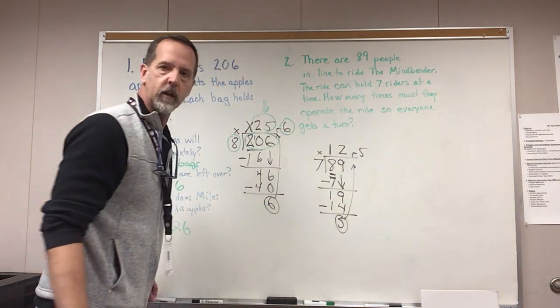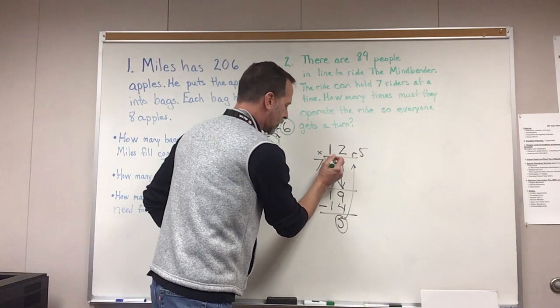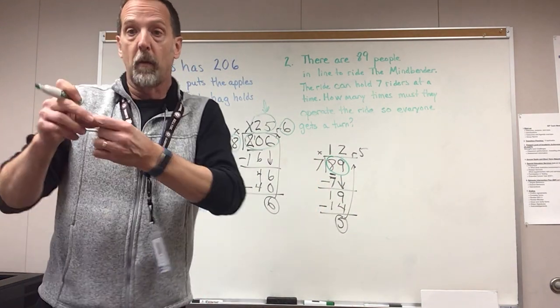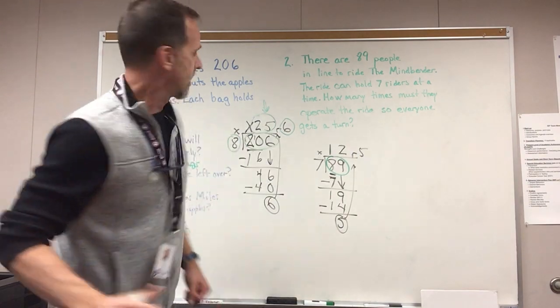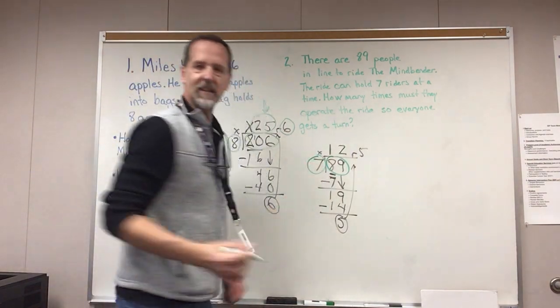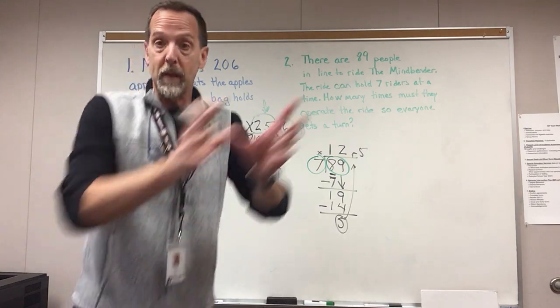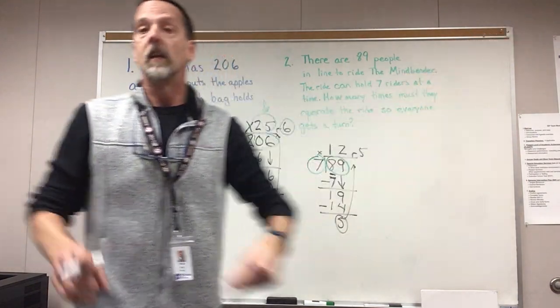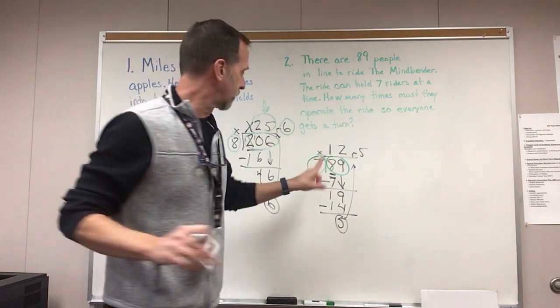Okay, so let's take a look at the numbers that we have in this problem. Let's start with 89. What's 89? 89 is the number of people standing in line, right? 7. What's 7? 7 is the number of people that are going to get out of the line, get in the ride, and go, right? So they're going to take the 89, they're going to take them in groups of 7.